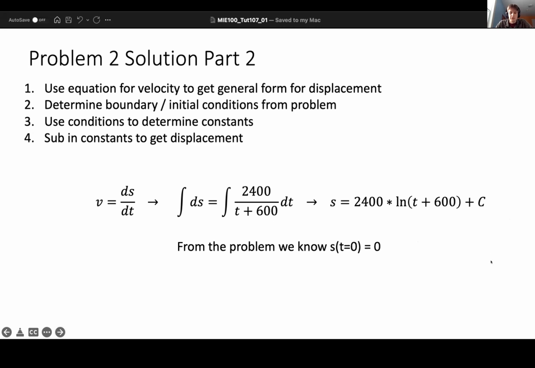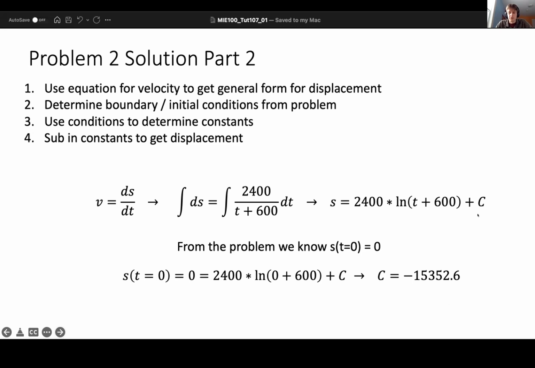So from the problem, we know the displacement at time 0 is equal to 0. That's how we'll define it. Using this boundary condition, we can solve for c. So we substitute displacement at time equals 0 is equal to 0. So 0 equals 2400 times log of 0 plus 600. And if we solve for c, we get negative 15,352.